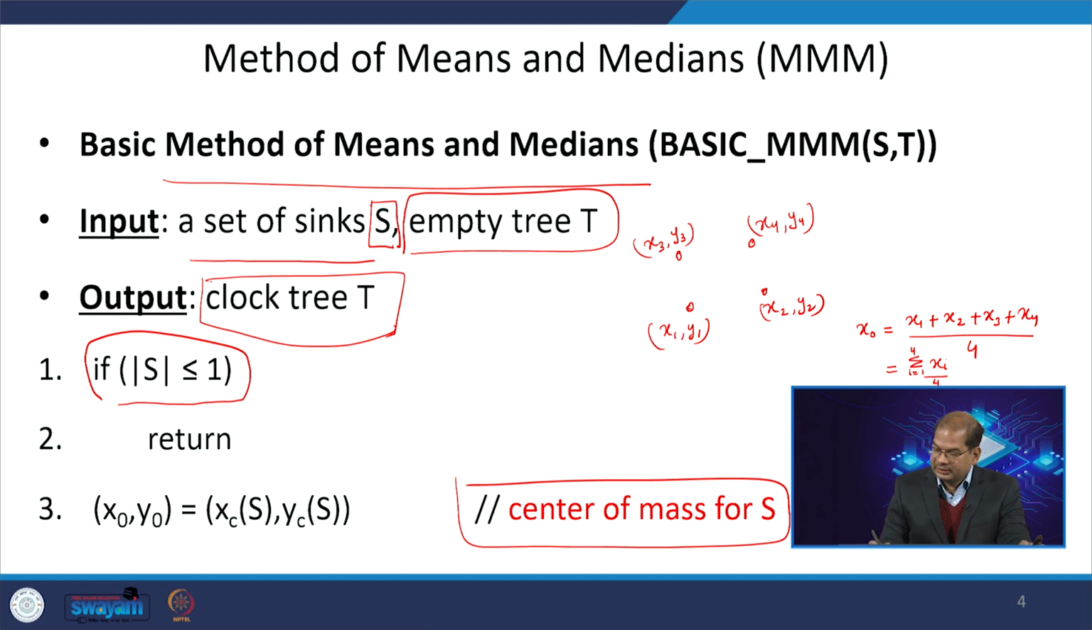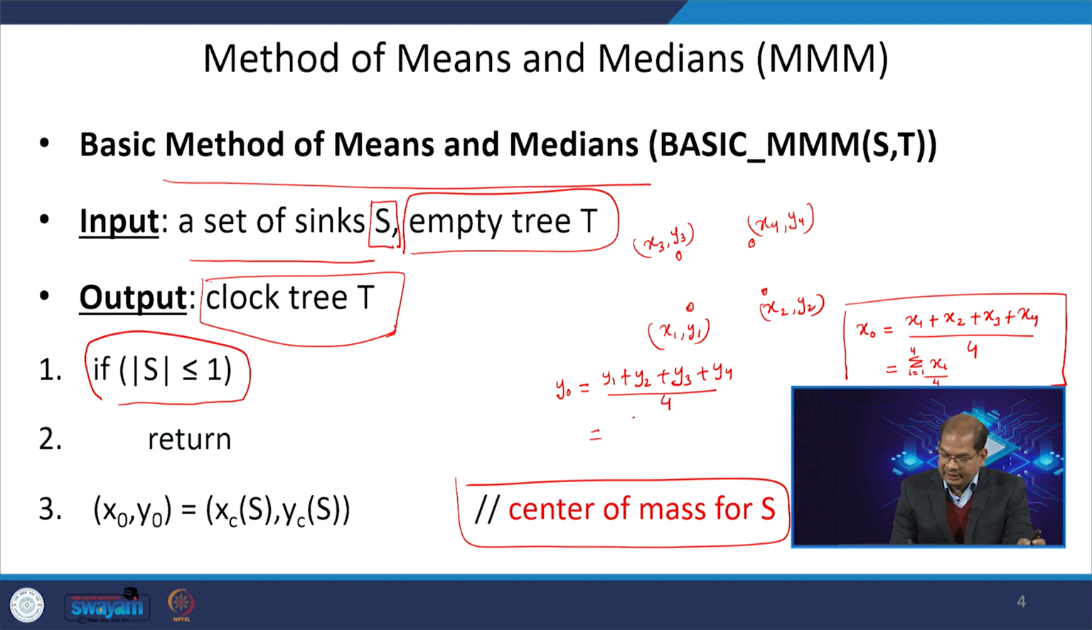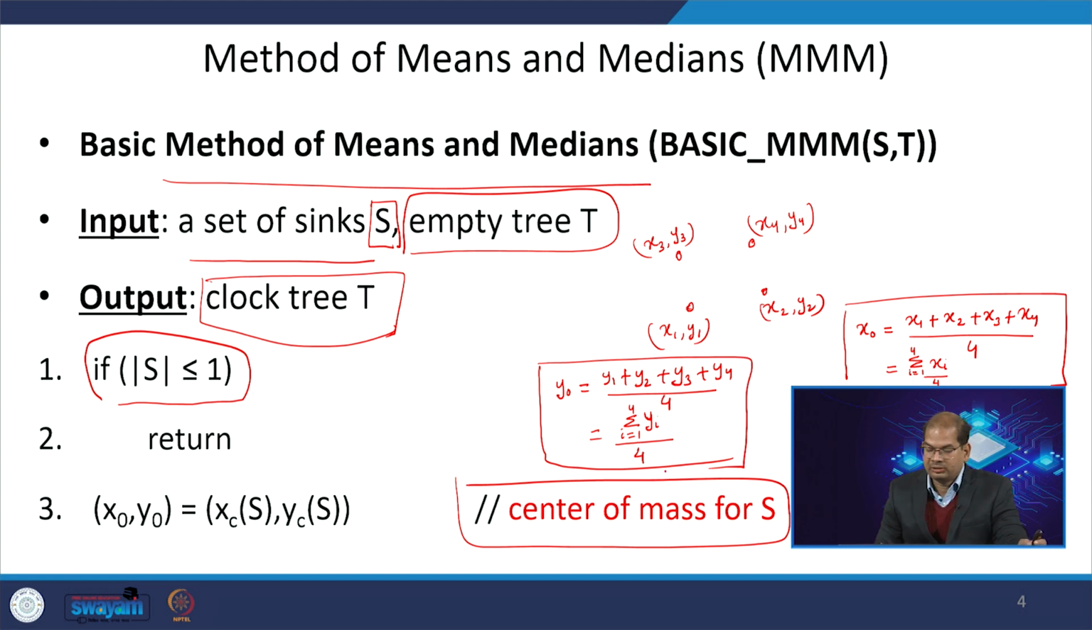So, this is for the x coordinate. Similarly, I can do it for the y coordinate. y0 will be y1 plus y2 plus y3 plus y4 divided by 4, which I can write as summation i equal to 1 to 4 of yi divided by 4. This corresponds to the y coordinate. So, for this set we found x0 and y0, which is given here.